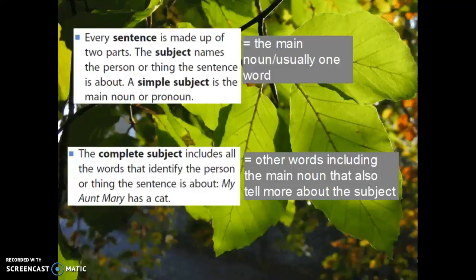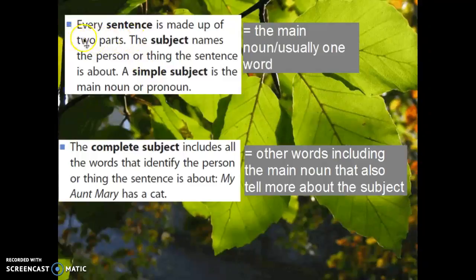Hi boys and girls, today we are beginning Unit 1, Week 2 of our grammar practice. Today we're going to be talking about what makes up a complete sentence, and in particular the subject and the verb. So first you need to know that every sentence is made up of two parts.